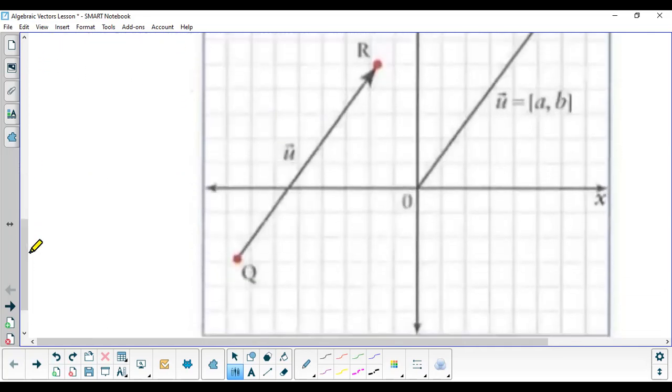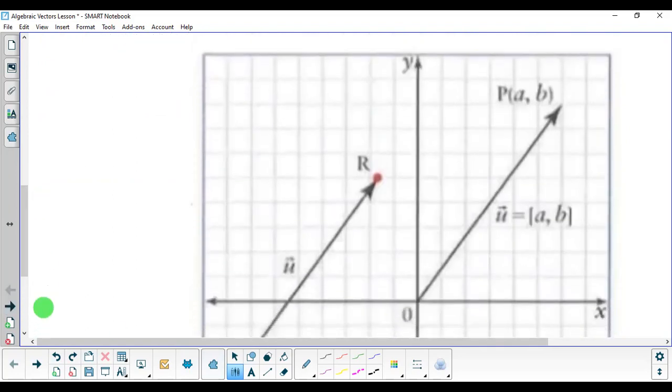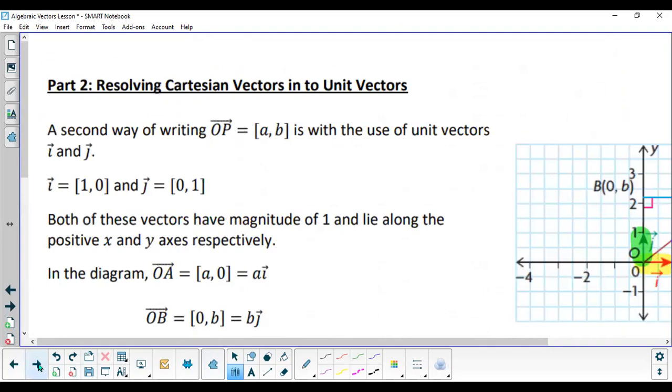So you see here, it says we were given this vector QR. I'm going to move the vector QR to the origin. So when I move it to the origin, the tip becomes very important. And we're going to be talking about that as a position vector. But let's get to some other elements.